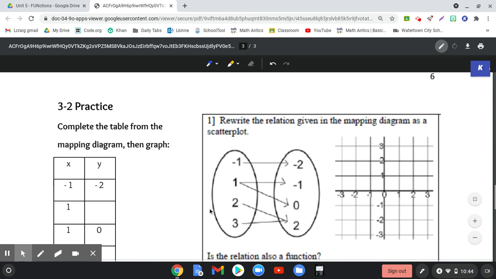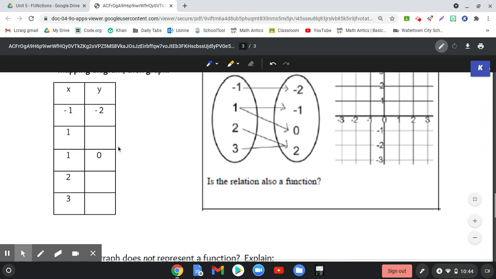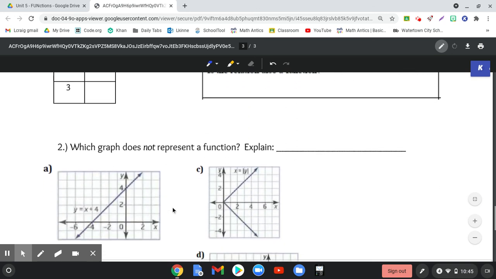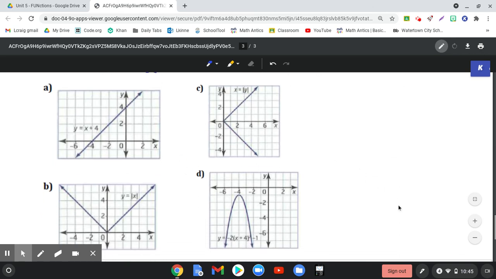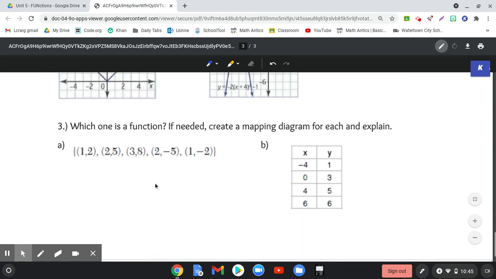All right, for practice, I would like for you to do page 6. You're going to take this mapping diagram, make a table, and plot the points. I'll fill in the rest of the table, I should say. Tell me which of these is not a function and explain why. Okay, use your vertical line test. And last but not least, tell which one is a function. It might help to make a mapping diagram so you can easily tell.